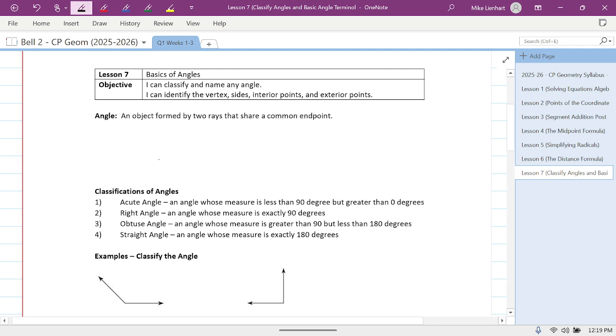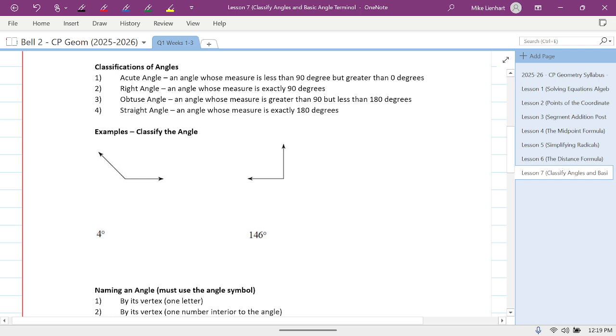By definition, an angle starts off being a ray. So I'm going to call this ray AB. All right, it starts at A, passes through B. If I draw another ray off of that endpoint and call this ray AC, that forms an angle. So by definition, an angle is an object that is formed by two rays that share a common endpoint. Okay?